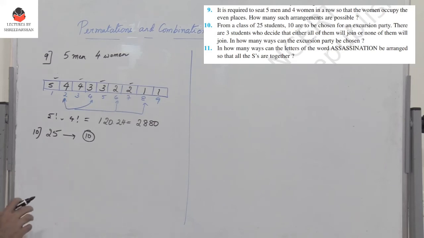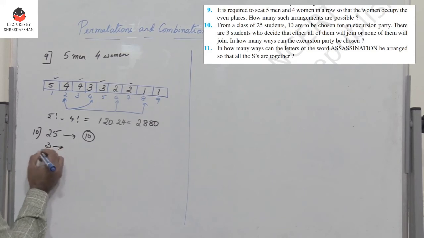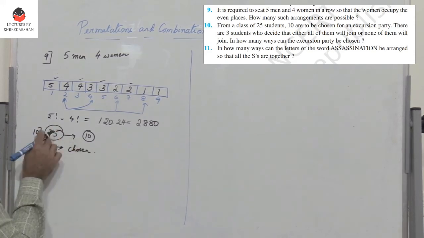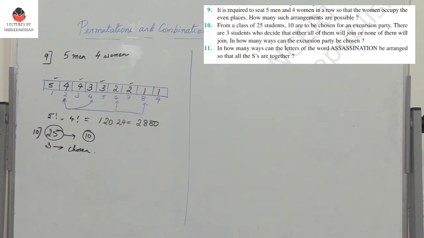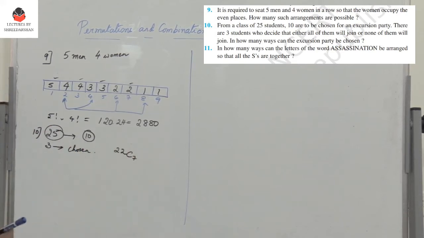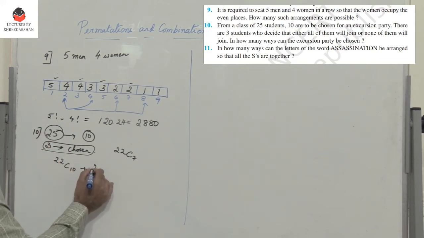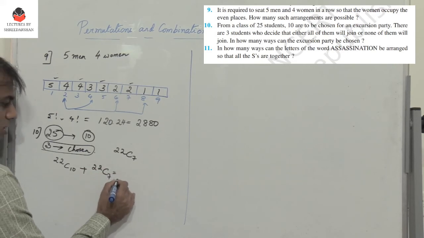Right, so let's assume that all 3 of them come. So all 3 go to the excursion party. Among 25, 3 of them have already been chosen, so I have 22. So out of 22, I have to select 7. If all these 3 decide that they do not go for the excursion party, then among the remaining 22, I have to select 10. So it's going to be 22C10 plus 22C7. So this is the answer.